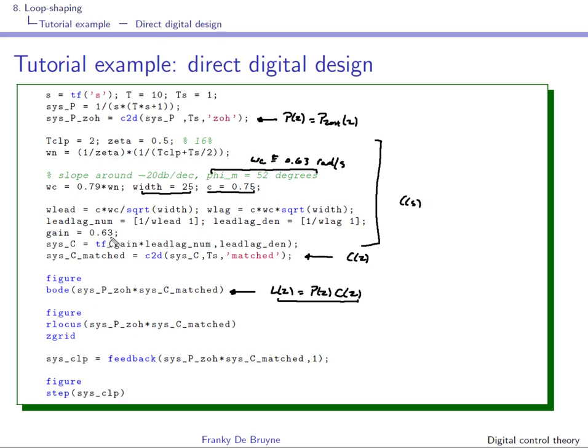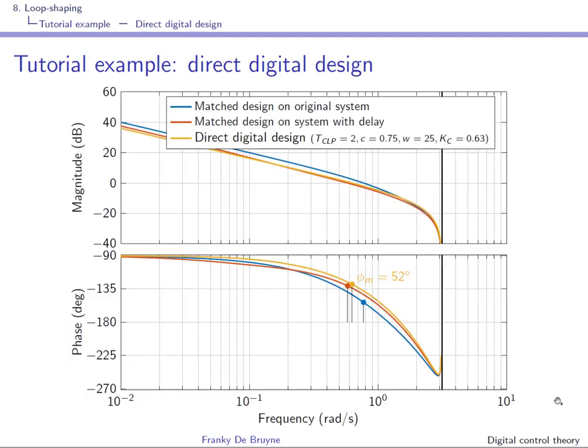Once we have obtained the correct parameters, and in this case for this direct digital design it's W 25, C 0.75 and a gain KC of 0.63, what we can do is compute the closed loop system and obtain the closed loop step response at the sampling instants. Here we evaluate in Matlab. As I've said many times, you can do this also in Simulink with the advantage that you also have the intersample behavior.